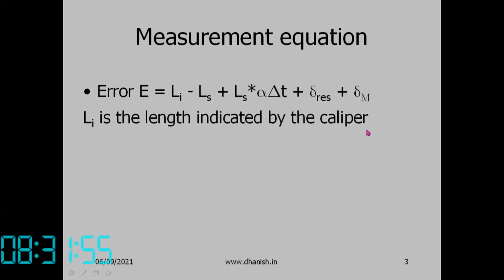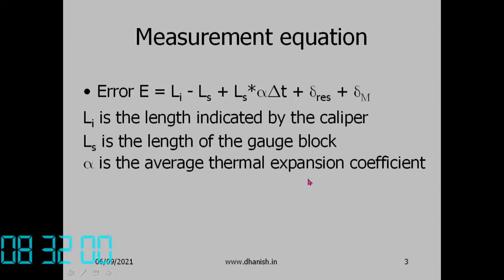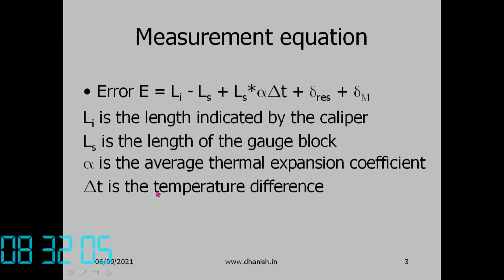Li is the length indicated by the caliper. Ls is the length of the gauge block. Alpha is the average thermal expansion coefficient. Delta T is the temperature difference.